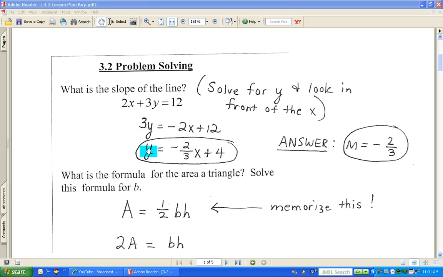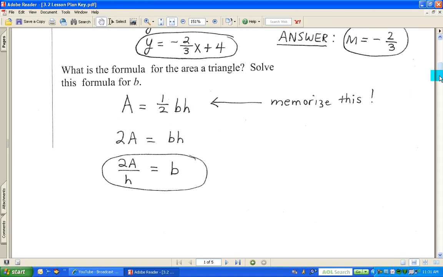So this becomes a y. Negative 2x becomes negative 2/3 x, and 12 divided by 3 is 4. Y equals negative 2/3 x plus 4 is the correct form of the equation. Now don't stop there, because the question said what is the slope of the line. Once an equation of a line has been written in the form y equals mx plus b, the slope is always the number in front of the x. So the correct answer, m equals negative 2/3.